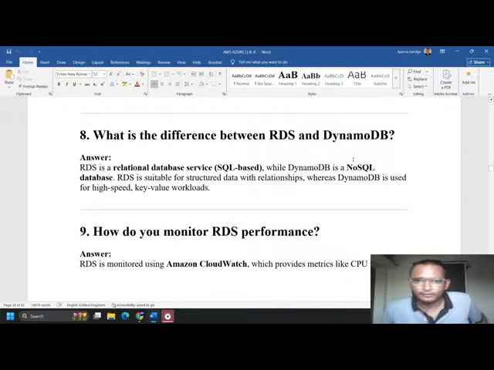What is the difference between RDS and DynamoDB? RDS is a relational database service. It's SQL based, while DynamoDB is a NoSQL database. RDS is suitable for structured data with relationships, whereas DynamoDB is used for high-speed key-value workloads.